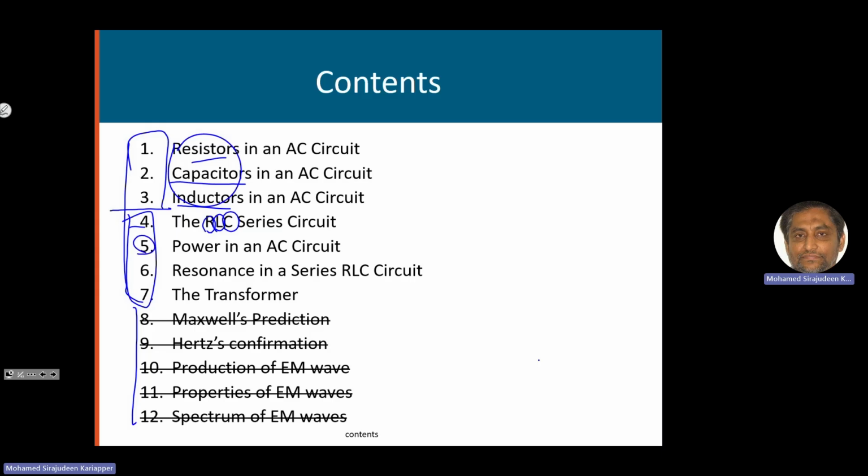Then we look at the power in an AC circuit. Number 6, resonance, is a very important phenomenon. In a series RLC circuit, we will have a phenomenon called resonance, and we will study that. Number 7, the transformers. Transformers are devices which convert one voltage to another voltage. We look at the principle of transformers. The rest of those things we will omit.